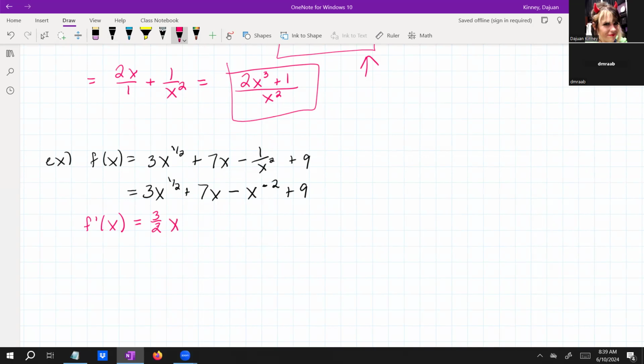x, subtract 1, so 1/2 minus 1 is negative half. Plus, this is the first, 7 times 1 is 7. We get x to the 1 minus 1, or x to the 0, which is just 1. The x goes away. So let's note that ax, the derivative of that is just a.